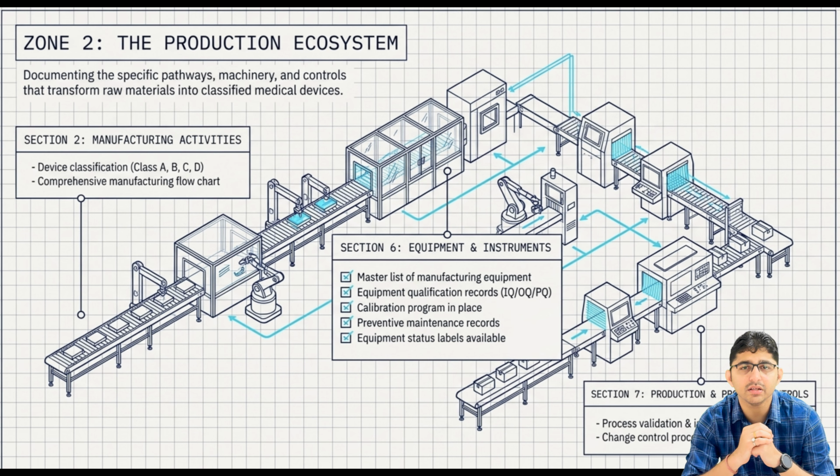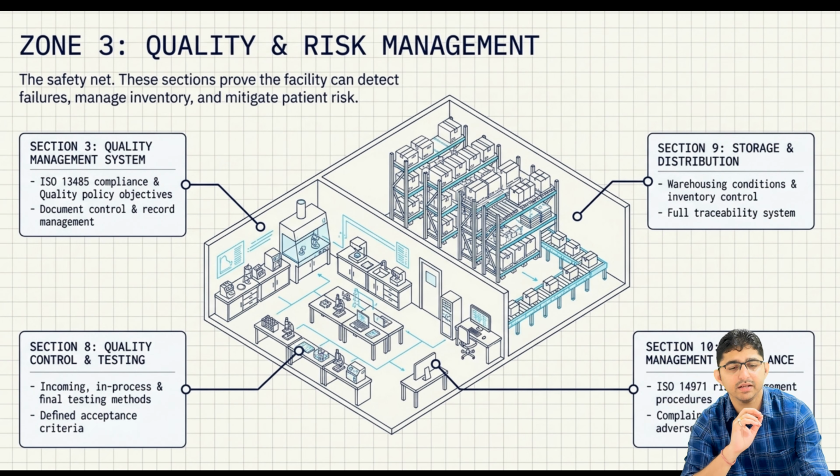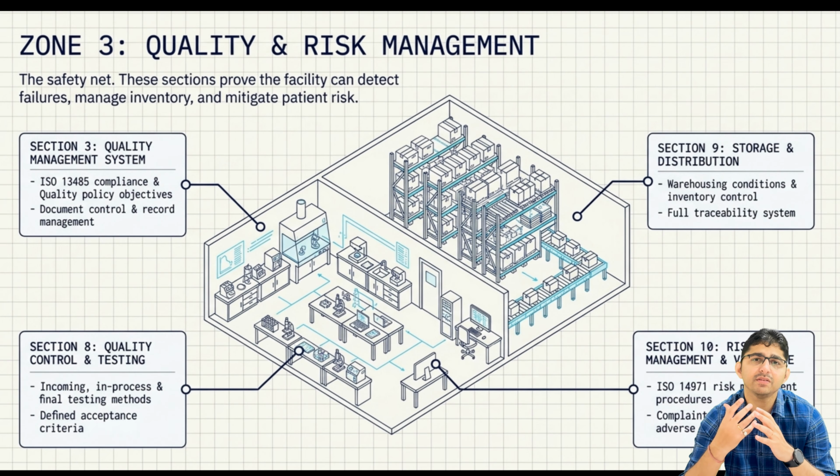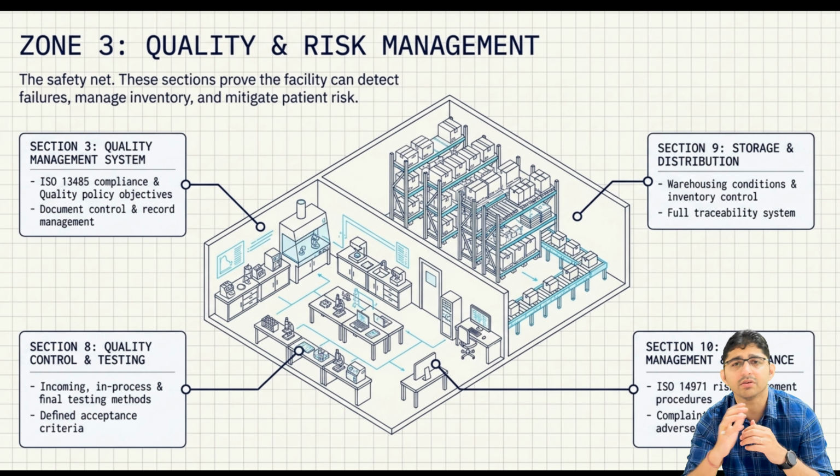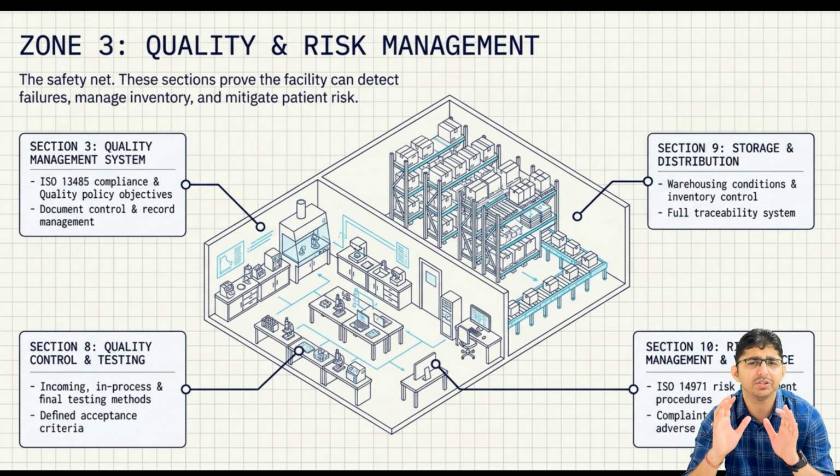Point number 3 will be about the quality management system, right? What kind of standards is the factory complying with? Whether it's 14971, 13485, or others, based on the total requirement. You're also going to cover your quality policy and objectives, and how you're going to control your documents and record management. This is very basic information you need to capture in the PMF, not in detail, because the detail is already covered in the quality manual.